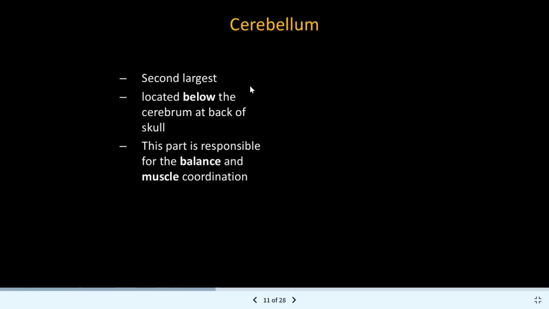Cerebellum, what is the cerebellum? Cerebellum is the second largest part of the brain. Okay, located below the cerebrum, at the back of the skull. This part is responsible for balance and muscle coordination. Okay, what is the function of this? Balance and muscle coordination. So it is a very important point. You should know about that. Okay, it is the second largest part located below the cerebrum at the back of the skull. This part is responsible for balance and muscle coordination.